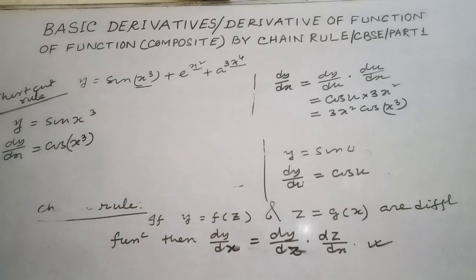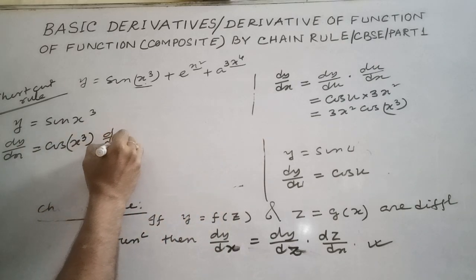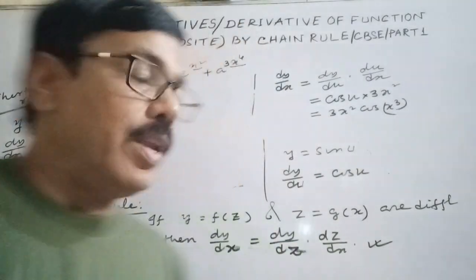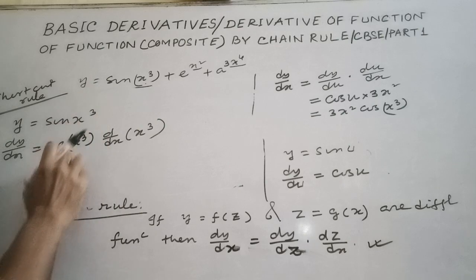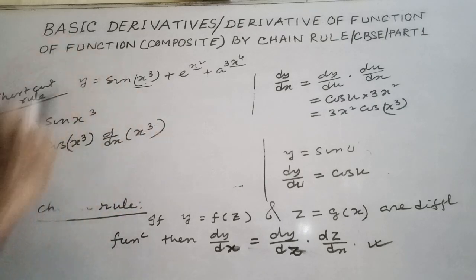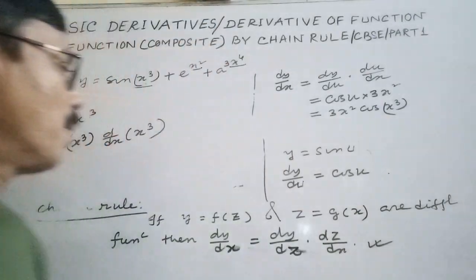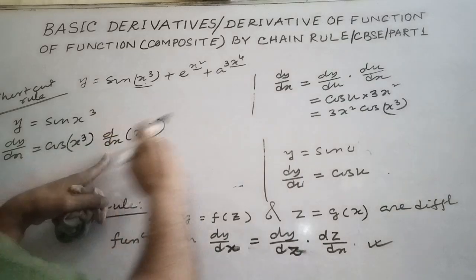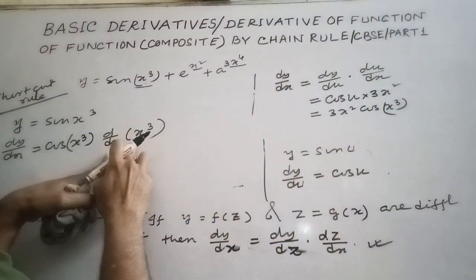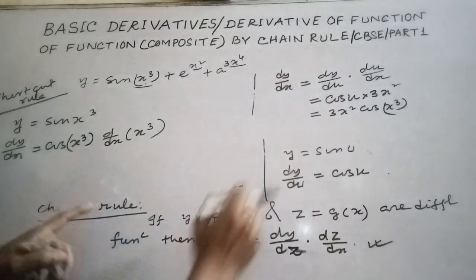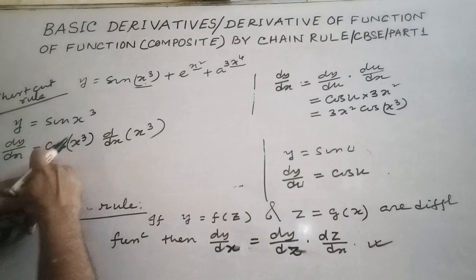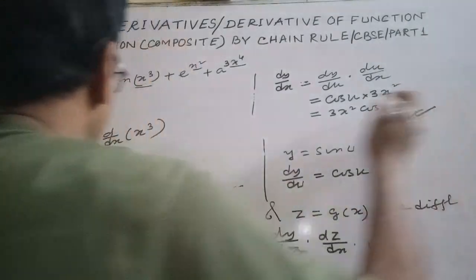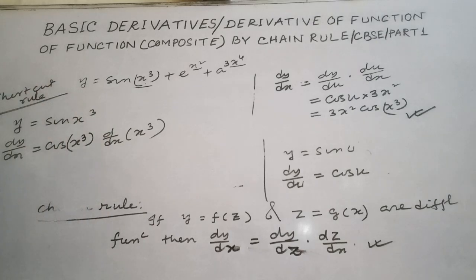Then the next step is d dx of x cube, the derivative of the argument. The derivative of sine is cos x cube, and if it is not linear, d dx of x cube. So actually this is the same. What is u? u is x cube, and one step is omitted. dy by du is cos u, that is cos x cube. So this comes from the chain rule omitting one step.